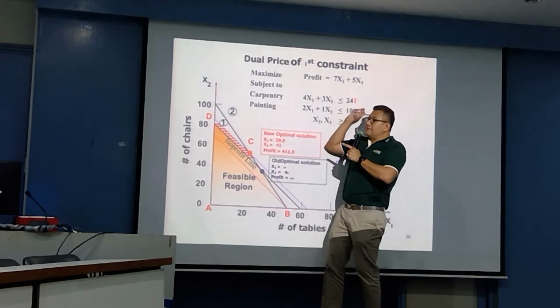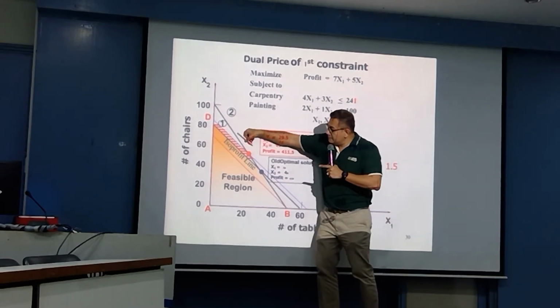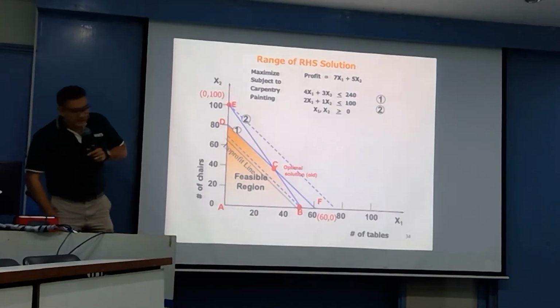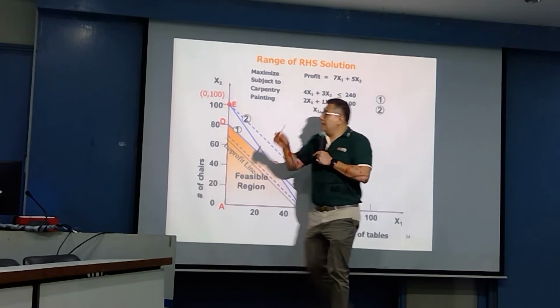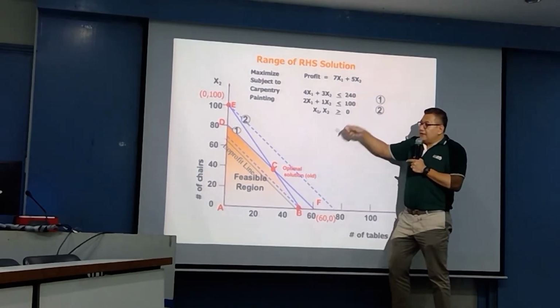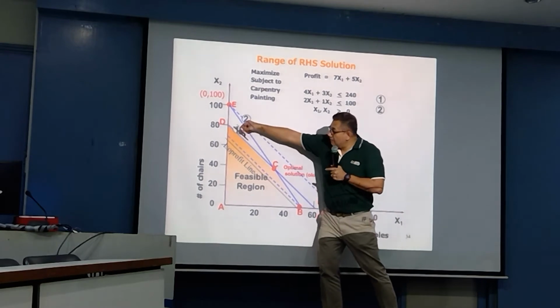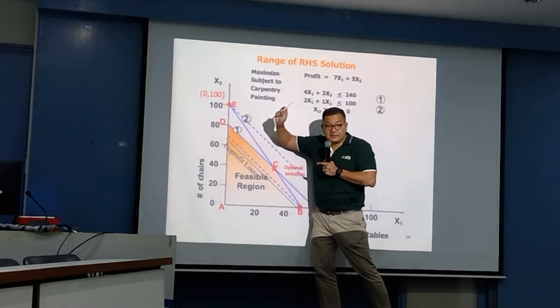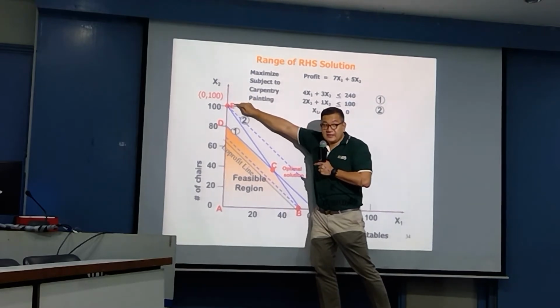So if I increase and increase and increase, the graph is going to shift until finally, look at this, if I increase the right-hand side more and more and more, finally the graph for the first constraint changes from this one to this dashed line. Now this is my first constraint, this dashed line.